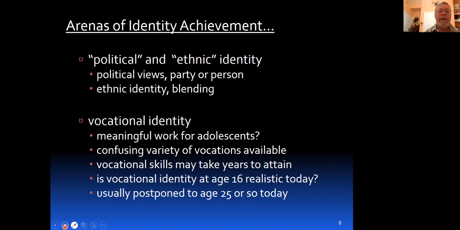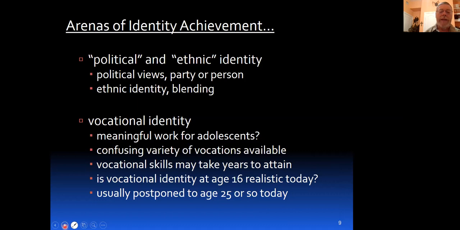And there is a confusing variety of vocations available today, only a few back in Erikson's day, but thousands of different vocations one can get into. Today, the skills you need to get into a vocation may take many years to attain, whereas often they didn't require much education and preparation back in Erikson's day. So today, is it really realistic to expect adolescents to achieve a full sense of vocational identity at age 16 or even at age 19? That might be kind of unrealistic.